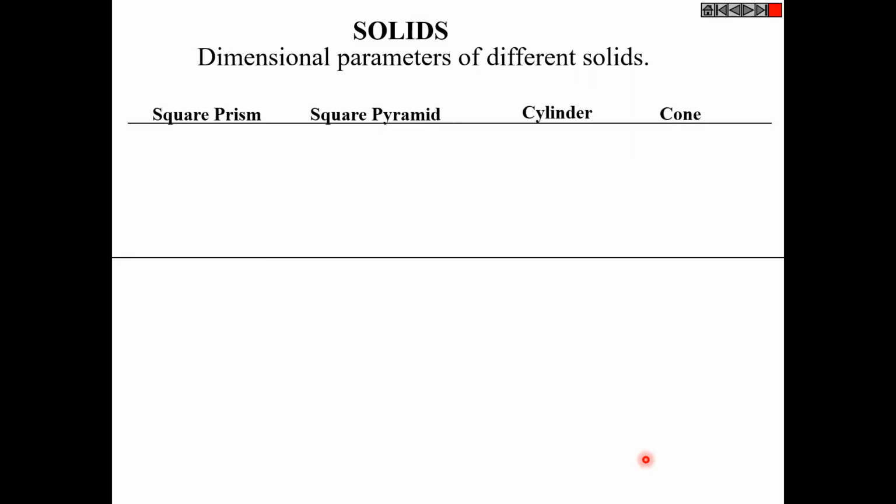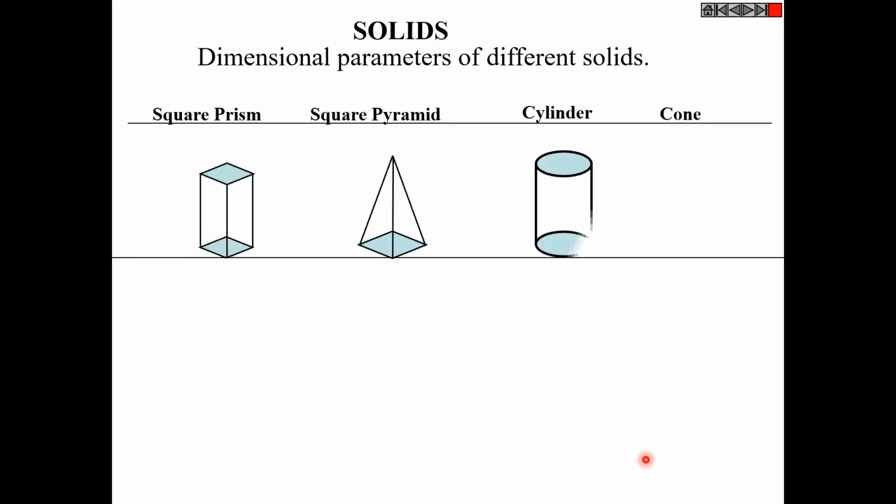Now we can discuss the dimensional parameters of different solids. In the case of a square prism, a square pyramid, a cylinder, and a cone, we have taken four different solids as examples. These are the four solids we discussed in the previous slide. The first one has the top as well as the base with the same shape, a square shape. Since these are connected by rectangular faces, we call it the square prism.